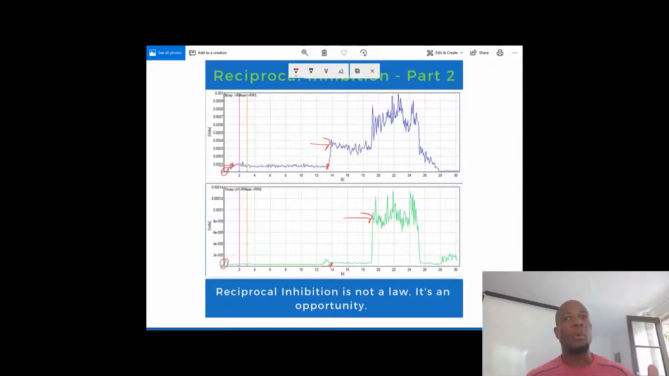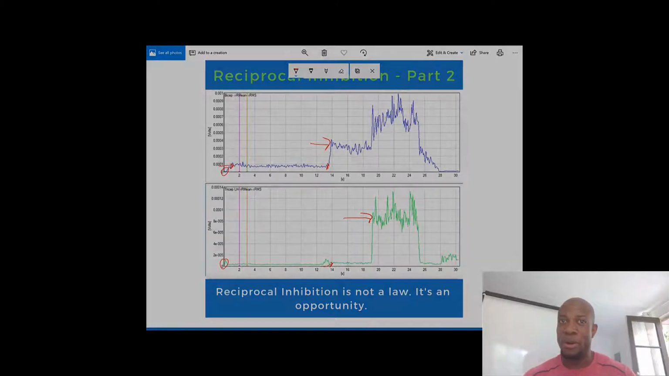So again, folks, say it with me now: reciprocal inhibition, it ain't a law. It's simply an opportunity. And we can see that as I'm increasing the amount of force, the amount of tension, the amount of neuromuscular energy going to that bicep, the tricep did not shut down. It is specific to the circumstances, specific to what I am trying to do. Now there's more. So that's the isometric scenario.